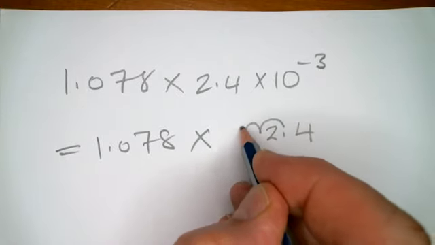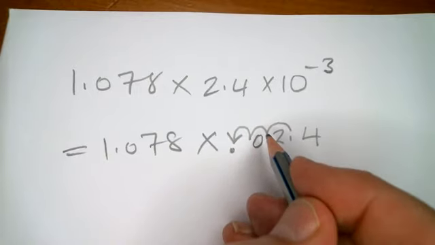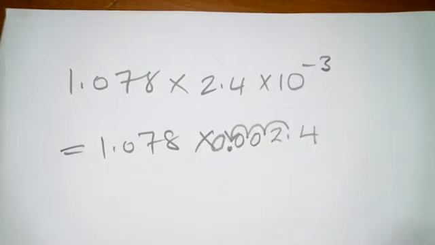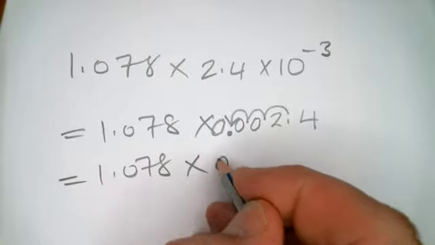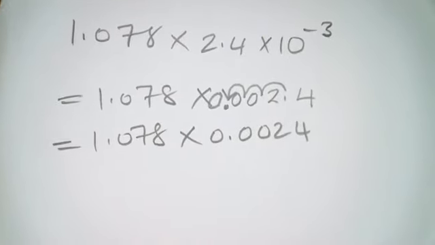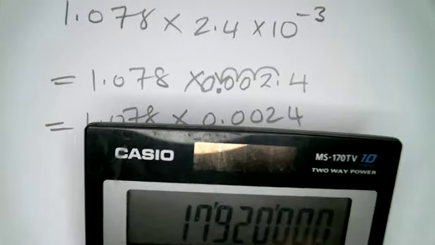1, 2, 3. Decimal point lands here, and I'm going to put a 0 and a 0 in the gaps, and I'm going to put a leading 0 at the front. I didn't really leave enough room there, did I? So really what we've got is 1.078 times 0.0024. So let's just do this on the calculator, just to make life really simple.